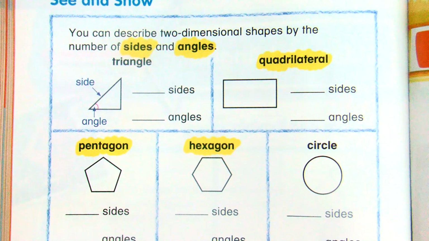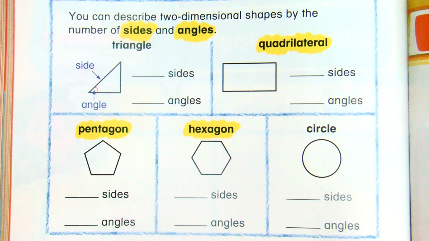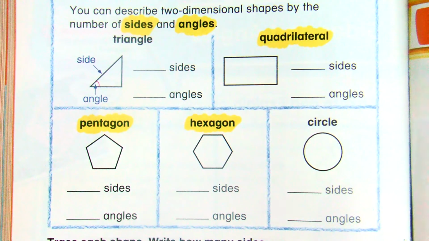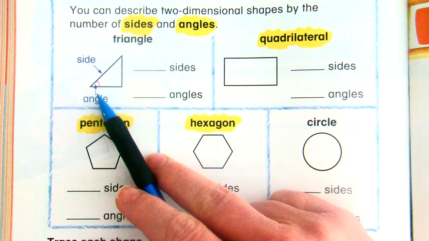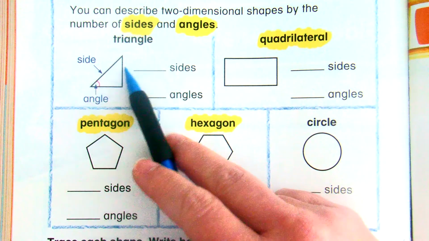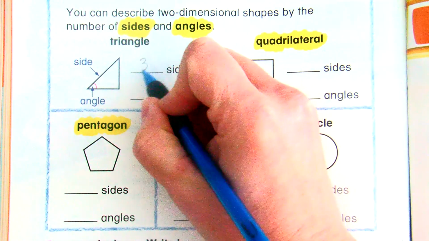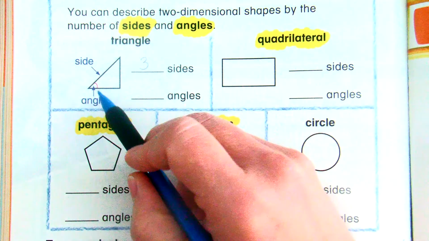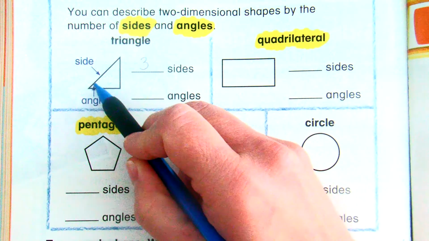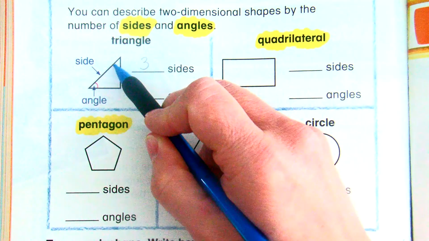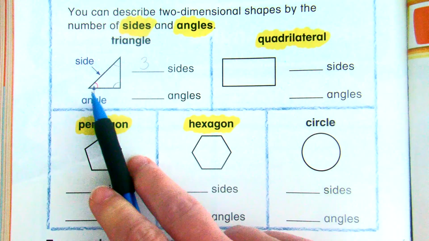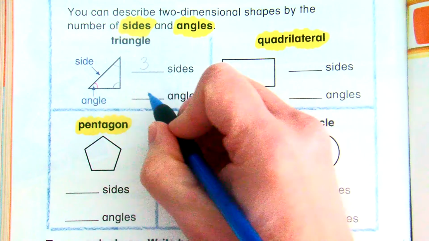Today we're going to look at the 2D shapes, or two-dimensional shapes, and we're going to describe them by how many sides they have and how many angles they have. So if we look at this triangle and we count the sides, 1, 2, 3, this has 3 sides. Now we count the angles. Remember, the angles are where 2 line segments come together. So they've got this one shown for you. These 2 lines come together. This is an angle. These 2 lines come together. That's an angle. These 2 lines come together. That's an angle. So we have 1, 2, 3 angles.